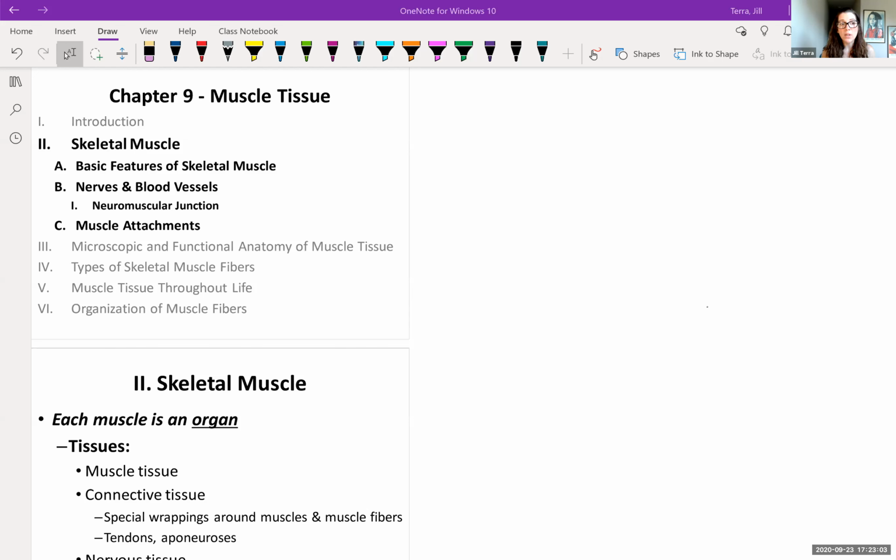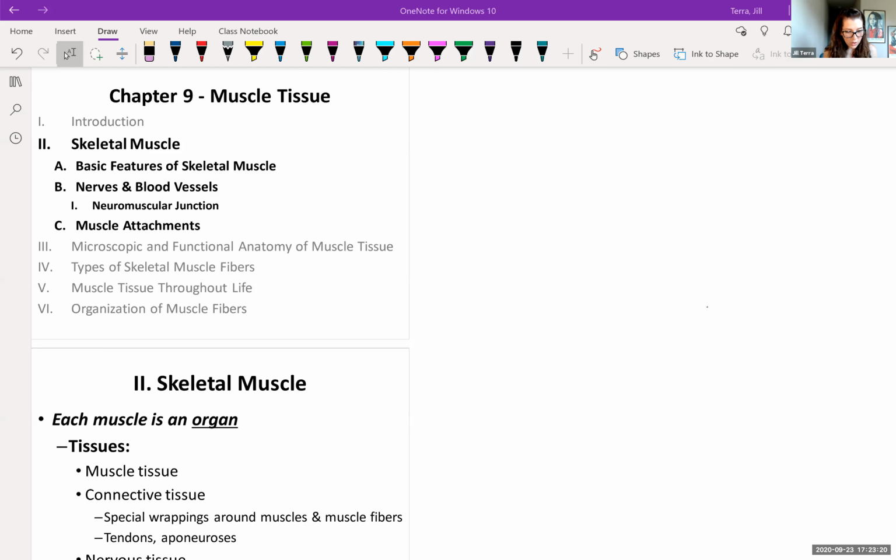muscular system. It's called the neuromuscular junction or synapse, or also called the motor end plate. So we're going to zoom in at this place where these two different organ systems come together. And then we'll talk a little bit about different ways that muscles are attached to our body parts.